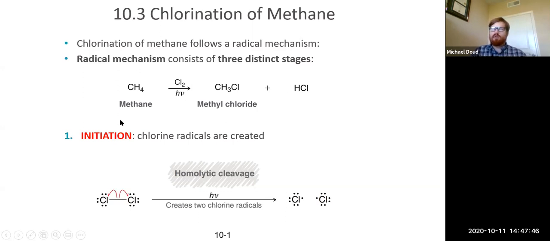So the first part is, again, the initiation step. This is where we make our radicals that are going to do the reaction. The initiation step for the chlorination is just the homolytic cleavage of the chlorine-chlorine bond. We start with our Cl2, we shine a little light at it, and that creates our two radicals. So we've gone from a non-radical reactant to radical products, and now we've initiated the reaction.